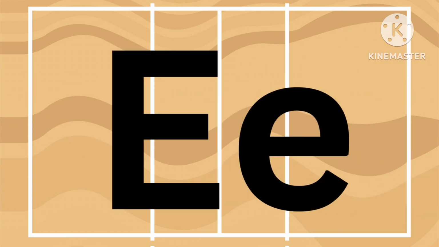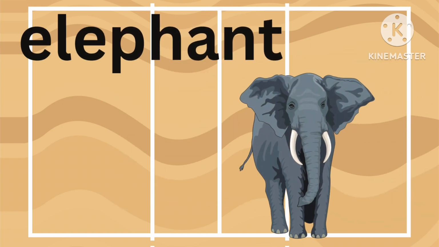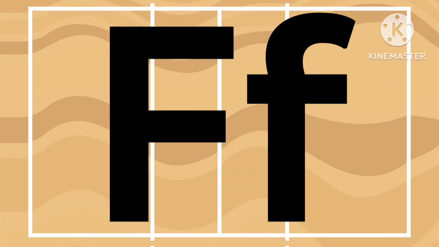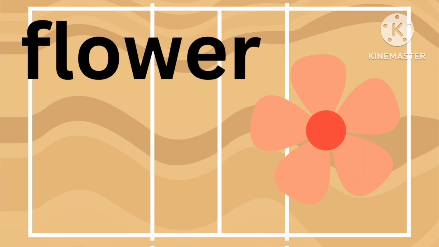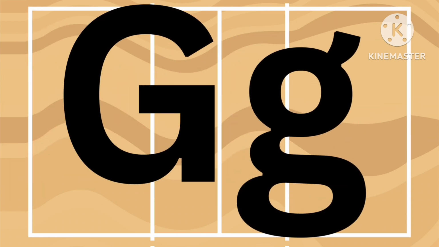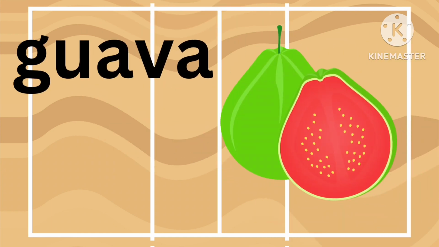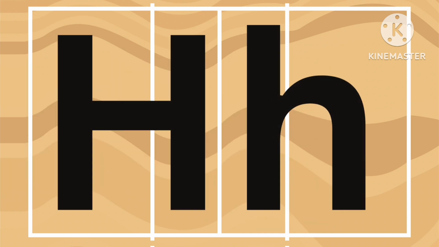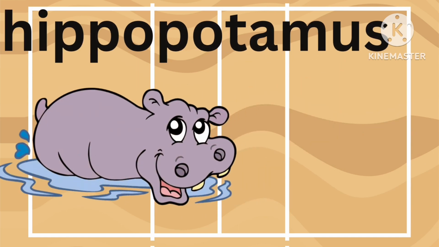E. E for elephant. F. F for flower. G. G for guava. H. H for hippopotamus.